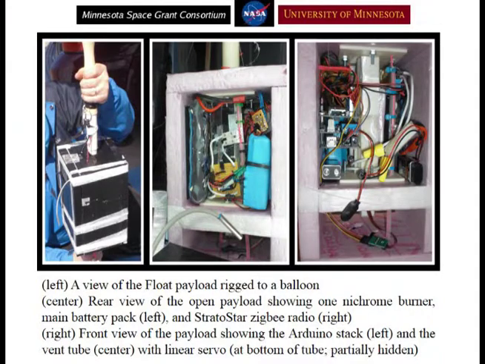Here's what it really looks like. Here is a picture of me holding it, so you can see that this is a sizable object. And it's a pretty busy object. The vent payload is going to be able to tell the ground a few things. So here's a Zigbee radio. Here is a battery pack for those nichrome burners, which needs some pretty serious power. And then here I can see the Arduino, which is going to make decisions. And then this central tube has, at the bottom, a little bit hidden in this picture, the servo.